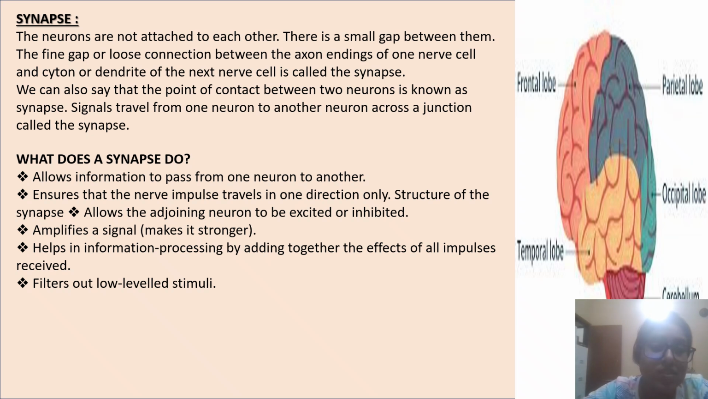Next, what does a synapse do? It allows information to pass from one neuron to another neuron. Next, it ensures that the nerve impulse travels in one direction only. The structure of the synapse allows the adjoining neuron to be excited or inhibited. Next, it amplifies a signal, making it stronger from one axon to the next dendron. Next, it helps in information processing by adding together the effects of all impulses received. Next, it filters out low-level stimuli.